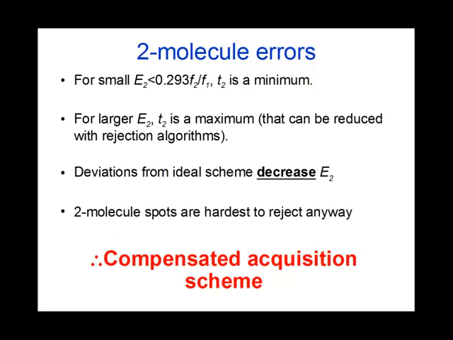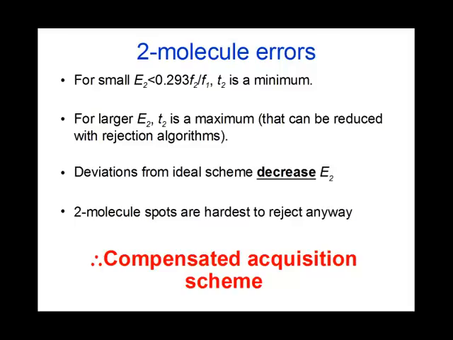For small error rates, T2 is a minimum. For larger error rates, it's a maximum. I maintain that you actually want to work at the larger error rates, and here's why. Because nothing's perfect. So what happens if we deviate from a scheme that is maximizing T2?